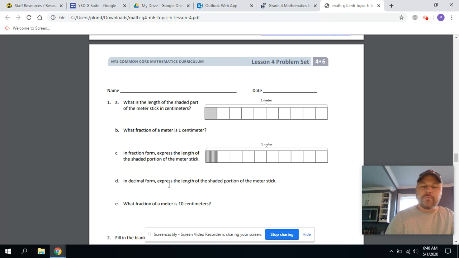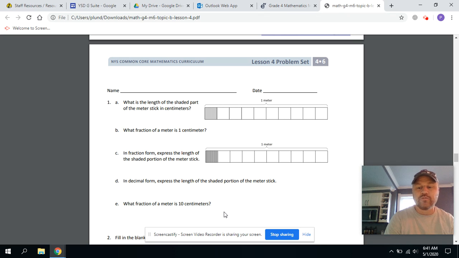So in decimal form, express the length of the shaded portion of the meter stick. 0.1, sorry, I messed up. 0.10 because it's 10 hundredths. And then what fraction of a meter is 10 centimeters? Hey, didn't they already ask that? It's 10 hundredths. So they just want you to see that 10 over 100 is equivalent to 0.10 because there's 10 out of 100 pieces that are shaded in.